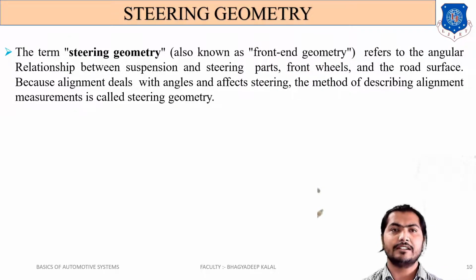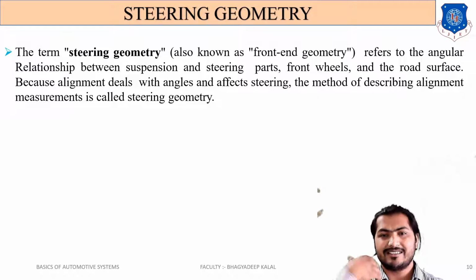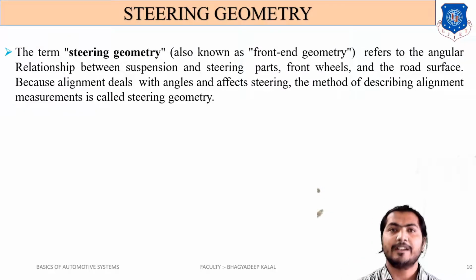It refers to the angular relationship between suspension and the steering parts, front wheel and the road surface, because alignment deals with the angles and affects steering. The method of describing alignment measurement is called steering geometry. So what is this steering geometry? It refers to the angular relationship, that means various types of angle relationships, with suspension or steering parts and with the front wheel, or we can say with the road surface. Alignment deals with these angles, and these angles affect the steering system.